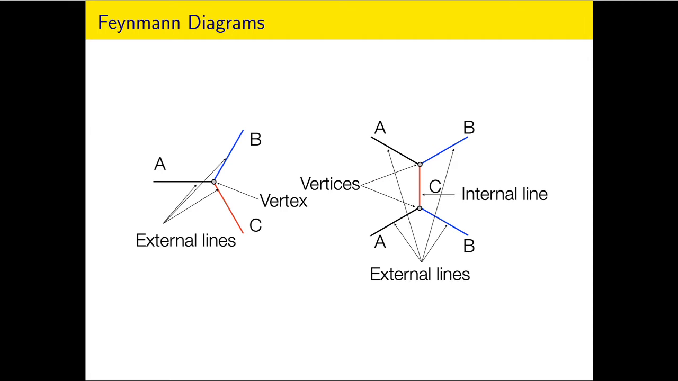Here you can see what the external lines are and what the internal lines are. What is the vertex? The left side one is a single order Feynman diagram. The right side is the second order Feynman diagram. I will pause here for about 10 seconds and you can observe what the internal lines and external lines are, because it will be very, very important.